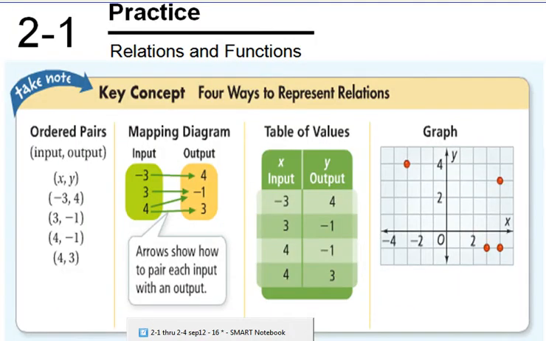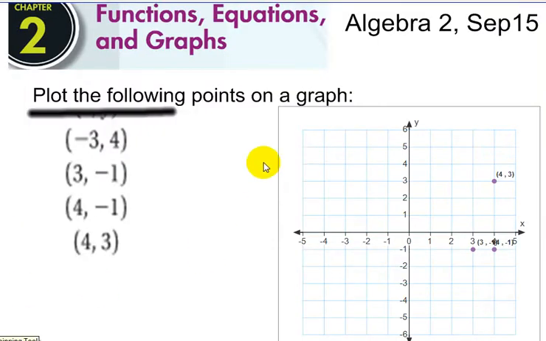The first thing that we talked about today was the four ways to represent relations. We have ordered pairs, a mapping diagram, a table of values, and a graph. When we went back to our bell work, it said plot the following points on a graph. And then I gave you negative 3 and 4, 3 and negative 1, 4 and negative 1, and 4 and 3.